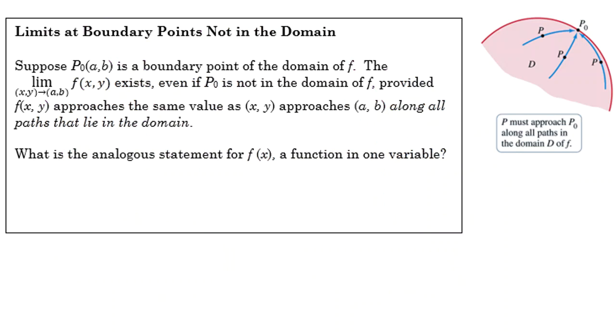So we've got that the limit as (x, y) approaches (a, b) of f of (x, y) exists, even if P sub 0 is not in the domain of f, provided f of (x, y) approaches the same value as (x, y) approaches (a, b) along all paths that lie in the domain. All right, let's unpack that a little bit.